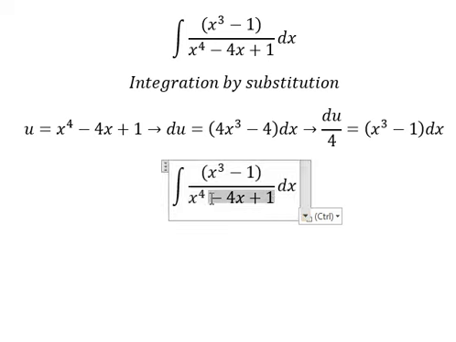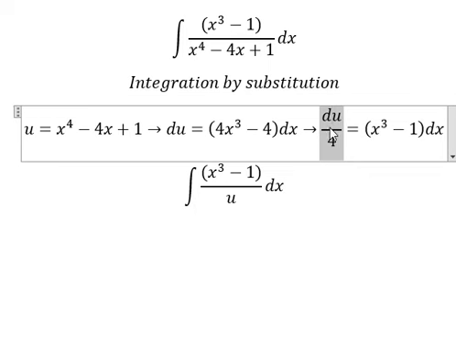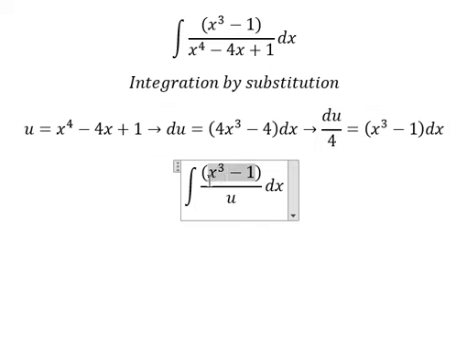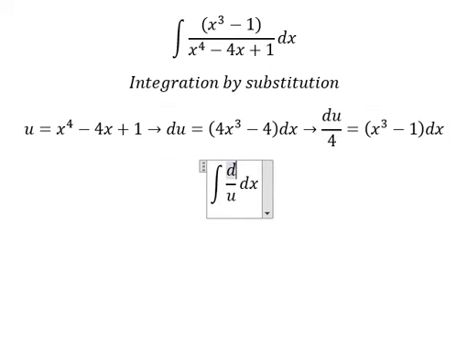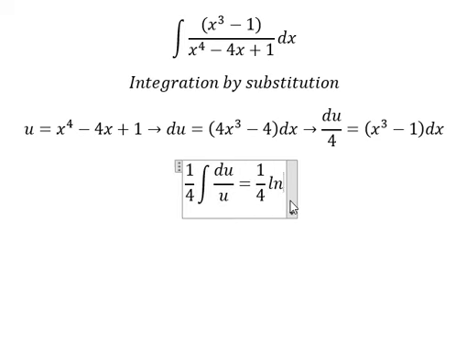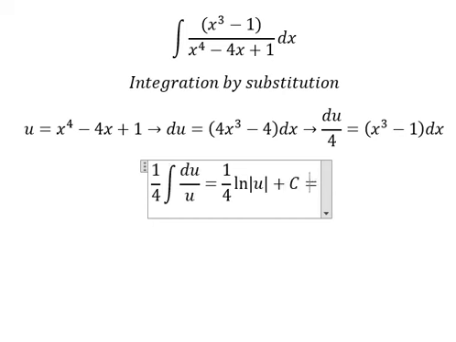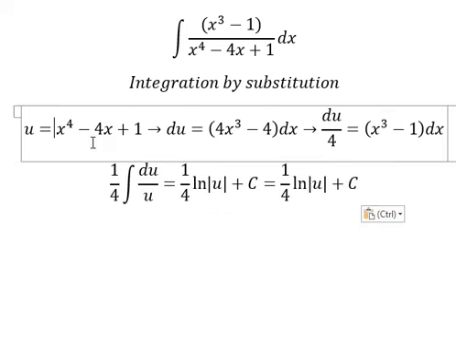This one we change by u. This one with the x we change by u over number 4. So the integration of this one, we have ln of the absolute value of u, and I will put plus c. Then u is this one.